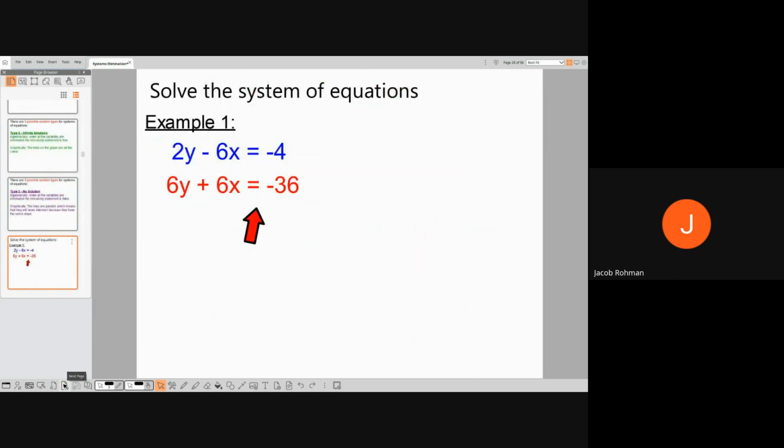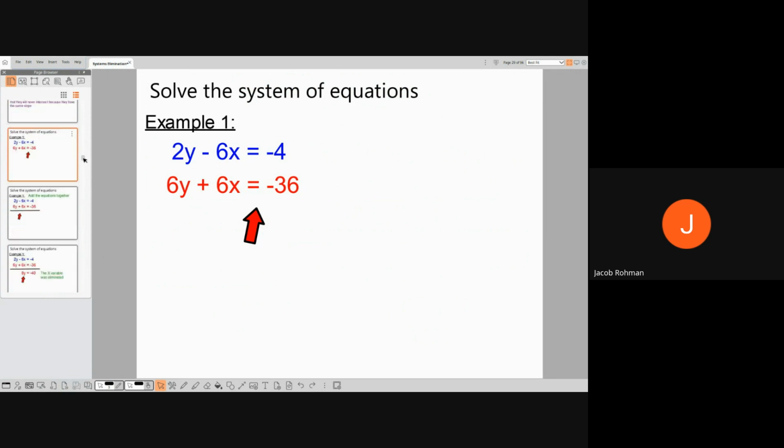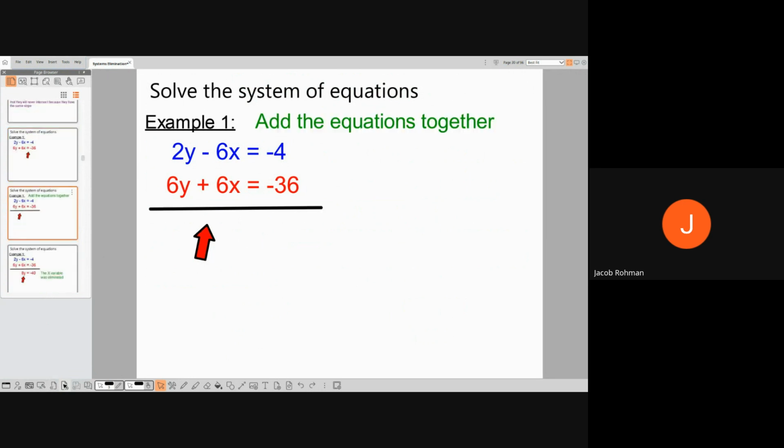To solve this system of equations using elimination, we're just going to use the concept of adding the two equations together. I put a little adding bar here, and we simply add straight down. If I add the y's together, I get 8y. If I add the x's together, I get 0. Then if I add the constants together, I get -4 plus -36, which is -40.